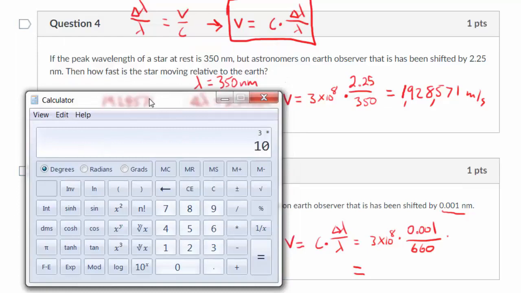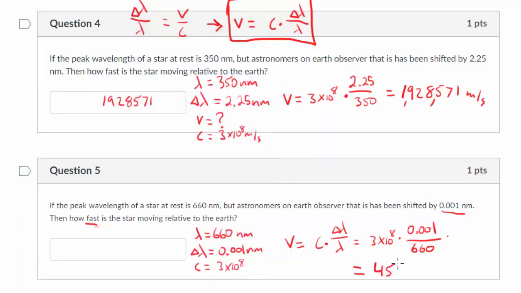3 times 10 to the 8th, enter, times 0.001, enter, divided by 660, enter. Okay, it's still relatively large. 454 meters per second. Now notice this is not nearly as big as the last one, but see how tiny this shift was compared to the previous shift. It was like 1,000 times smaller. And that's why we get a much smaller velocity.